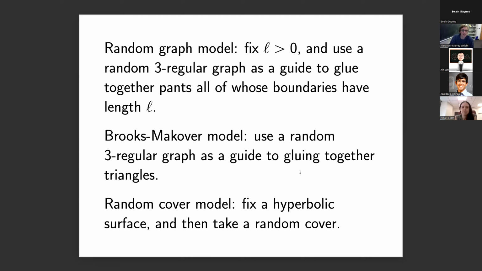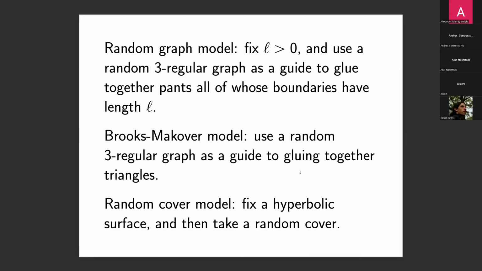Then maybe the next most obvious thing is to glue together random triangles. And again, I want to emphasize here that the genus is not constrained, so the number of triangles would be proportional to the genus. So this is very different from situations like the Brownian map. Anyways, in my world, this is called the Brooks-Makover model. So you use a random three regular graph as a guide to gluing together triangles. And quite a lot of work has been done on that.